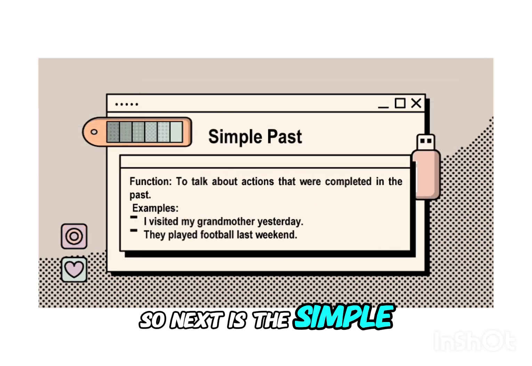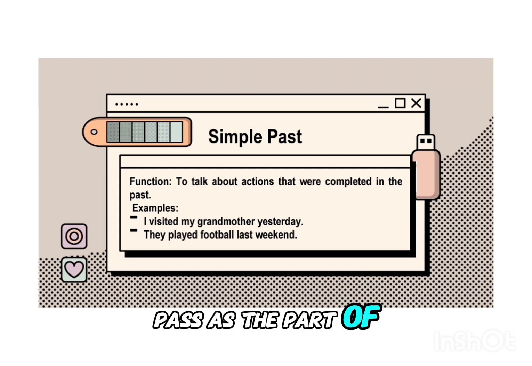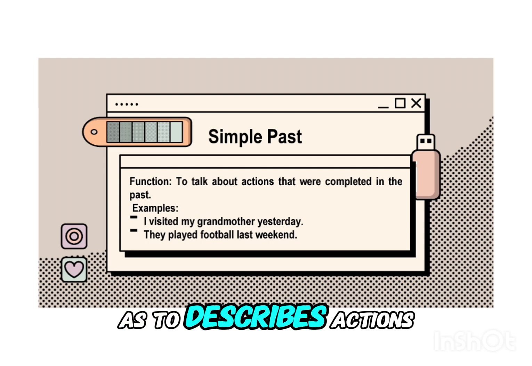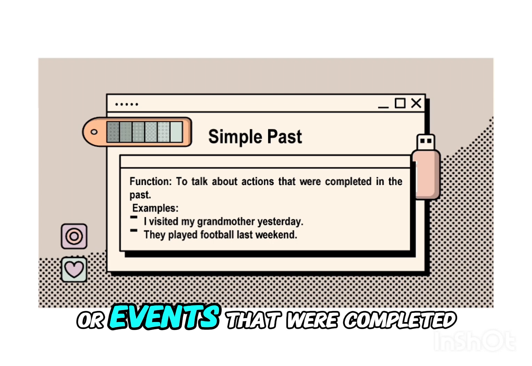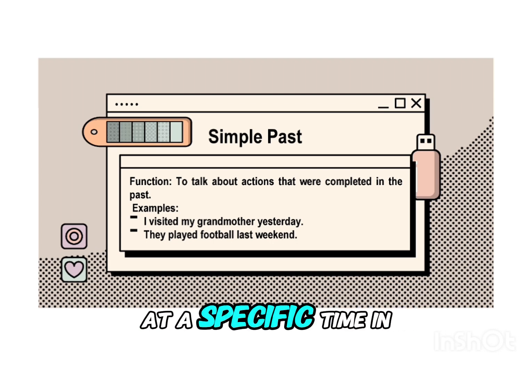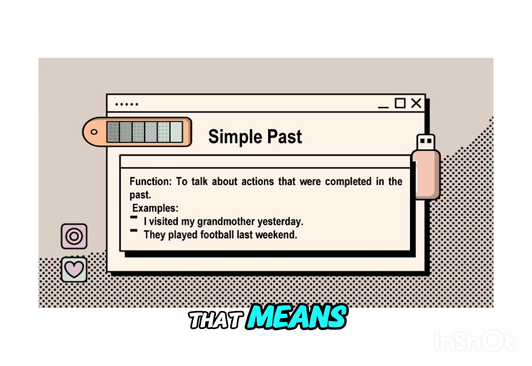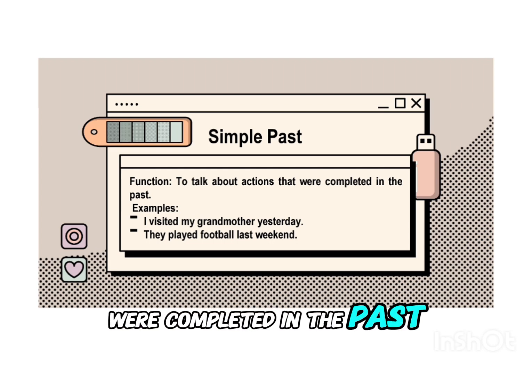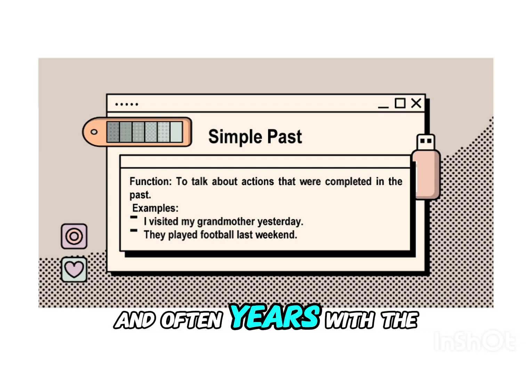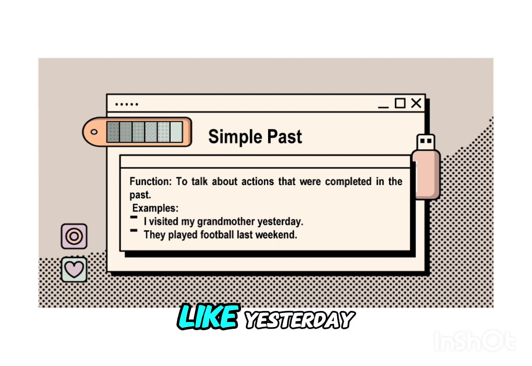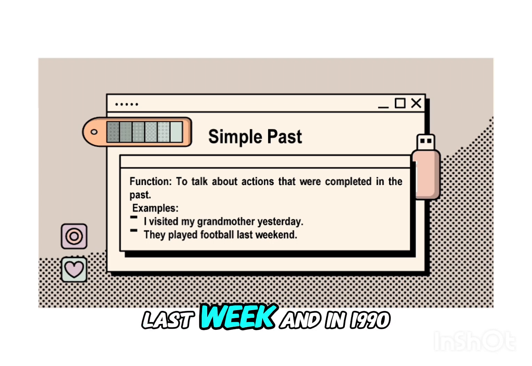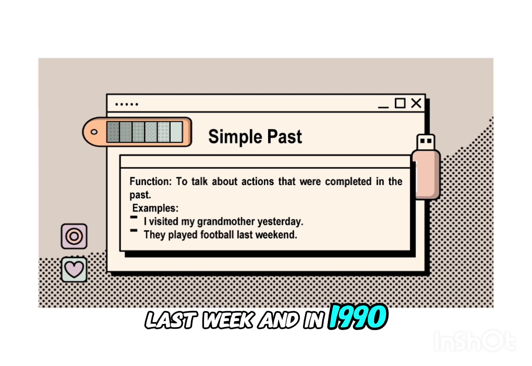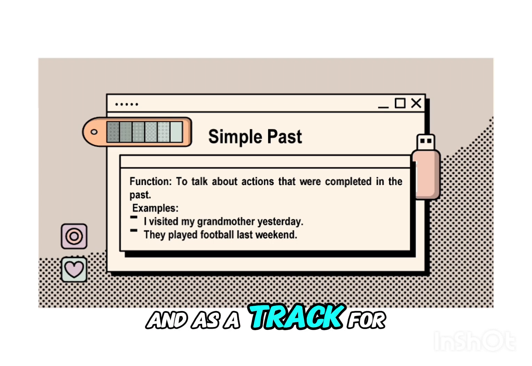So next is the simple past as part of past tense. The function is to describe actions or events that were completed at a specific time in the past. That means to talk about actions that were completed in the past, and often used with time expressions like yesterday, last week, in 1990, and etc.